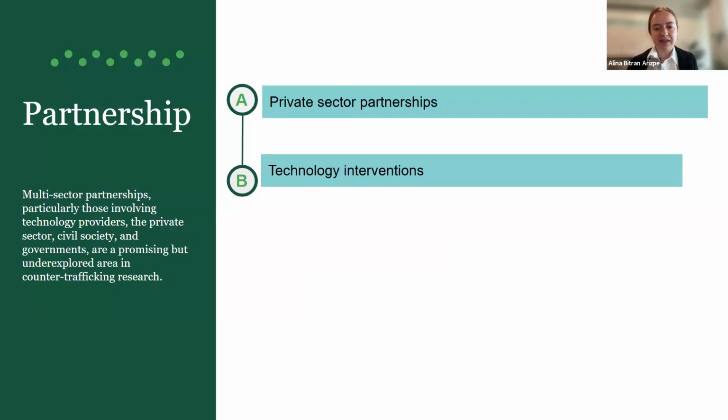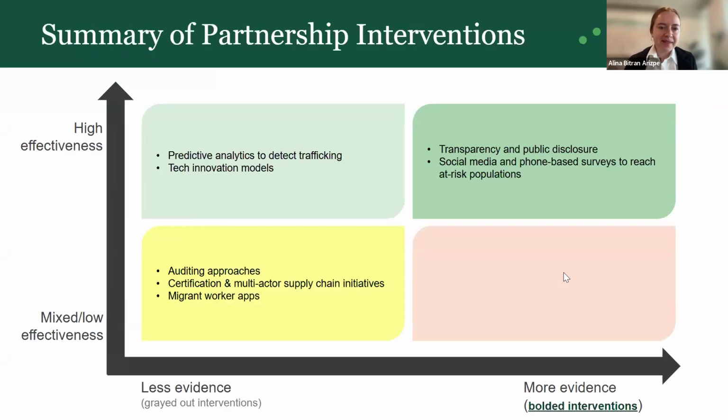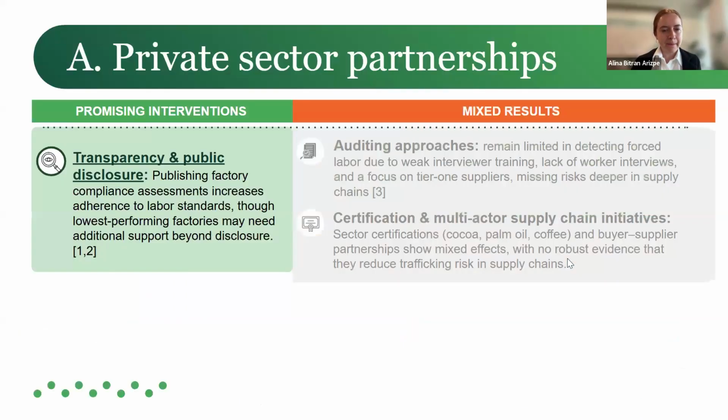And for HTRI specifically in our research and learning agenda, we look at two main categories. The first is private sector partnerships, and second, technology interventions. So again, this is still a pretty understudied area. We have some interventions that we believe could have high effectiveness, but for which there is not a lot of evidence. We have some where we have more evidence in this green one, and then some with mixed or low effectiveness and less evidence. And I'll go through some of these, but overall here you can see that these are kind of less than in some of the other categories that we've presented. So again, an area that we want to invest in more. Could go to the next slide.